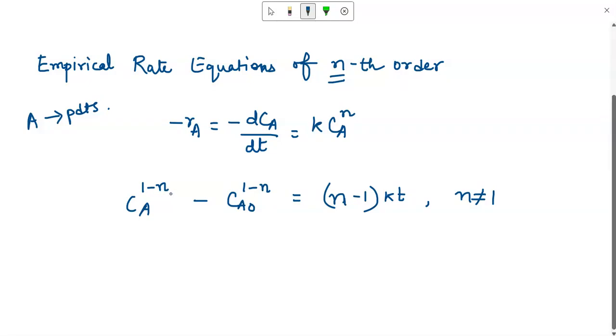Now this n value over here, you can find either using trial and error method. So you have to try with different values of n. So one way of determining n is by trial and error.